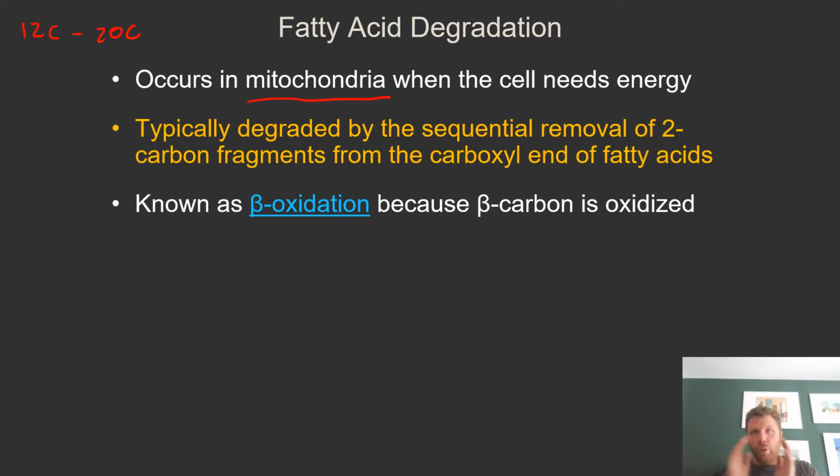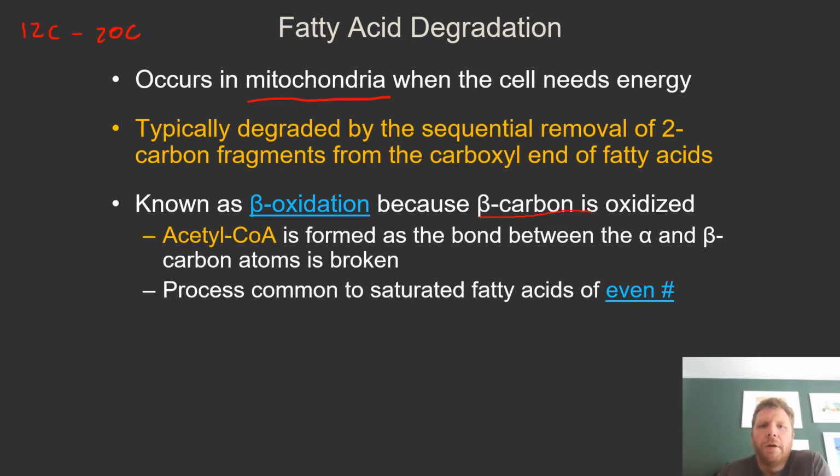And so if you break off 2 at a time, well, then you're not disrupting that, and you're going to end with a molecule that's probably 2 carbons long. This is known as beta oxidation because the beta carbon is oxidized. If you remember our display of our fatty acids, we saw the first carbon was an alpha carbon, the second carbon was a beta carbon. Now, acetyl-CoA is formed as the bond between the alpha and beta carbon atoms is actually broken.